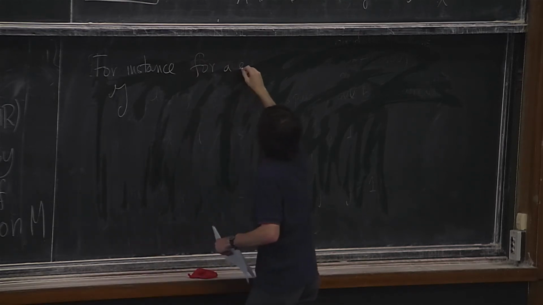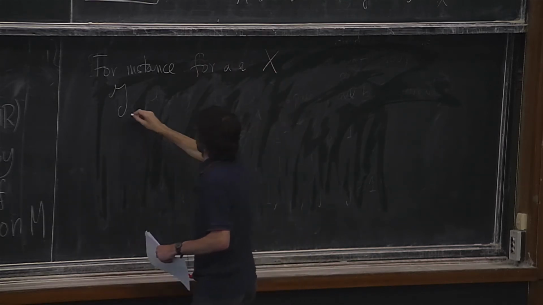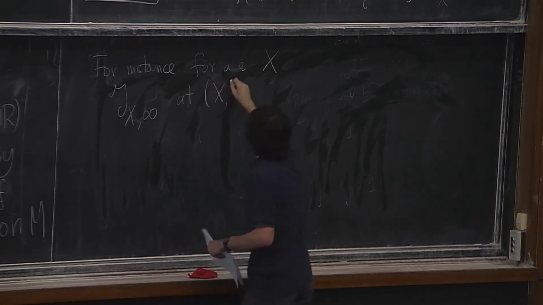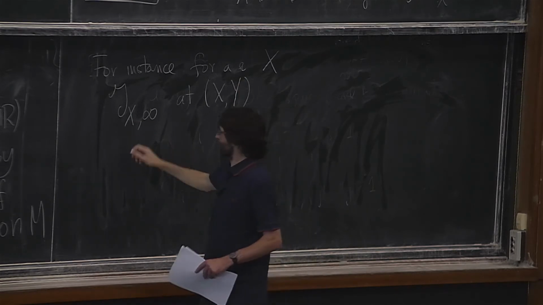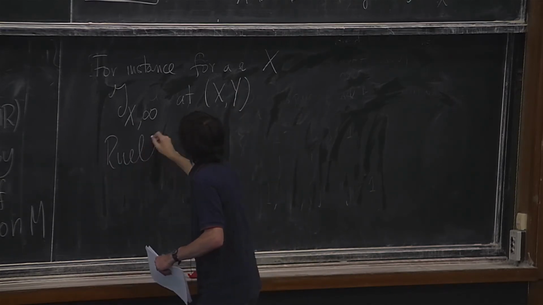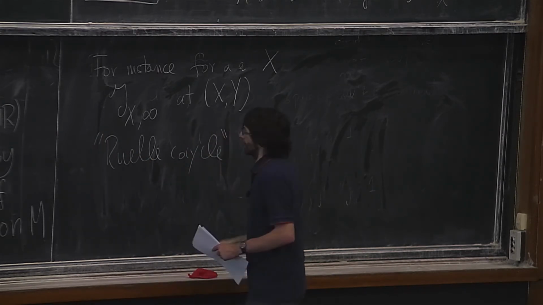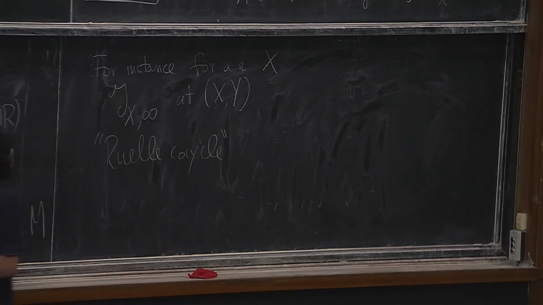There is a space for almost all x. There is a space Ix infinity at xy, and I can define what I may call the Ruelle cocycle, which is just this construction, but now the action of the cocycle is on the space of distributions. Now this is exactly the analogous of what we did for the pseudo-Anosov case.